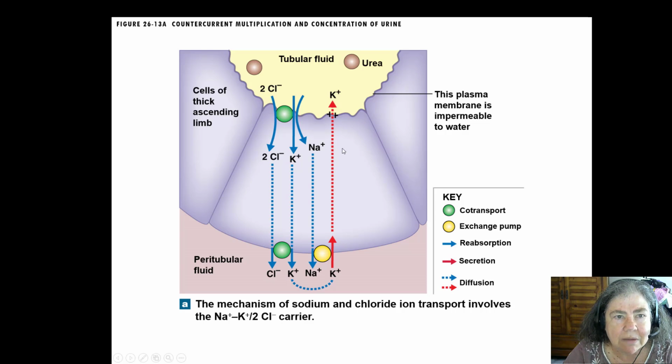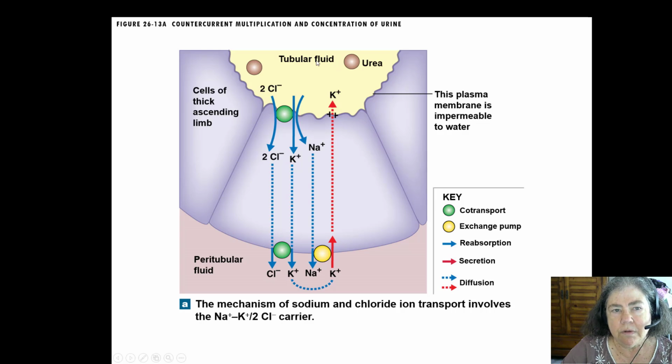We have the sodium potassium pump down here, and we have our triple transporter up here. So here's our sodium potassium pump actively pumping sodium out, potassium in. This is a potassium chloride cotransporter. This is the paratubular fluid, right?